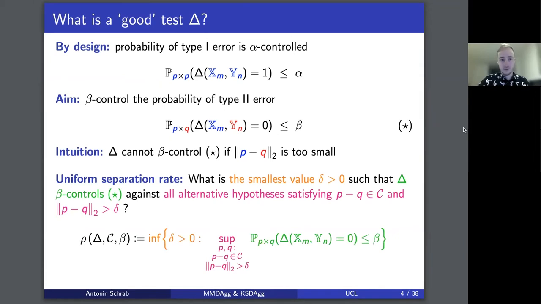we can define the uniform separation rate in mathematical terms, where we have an infimum over delta. This is what is the smallest value delta. Then we have a supremum where we consider all the alternatives P and Q, such that P minus Q is in the class, and the L2 norm of P minus Q is greater than delta. And then this part in blue is simply saying we beta control the probability of type 2 error. So this is the definition of uniform separation rate.